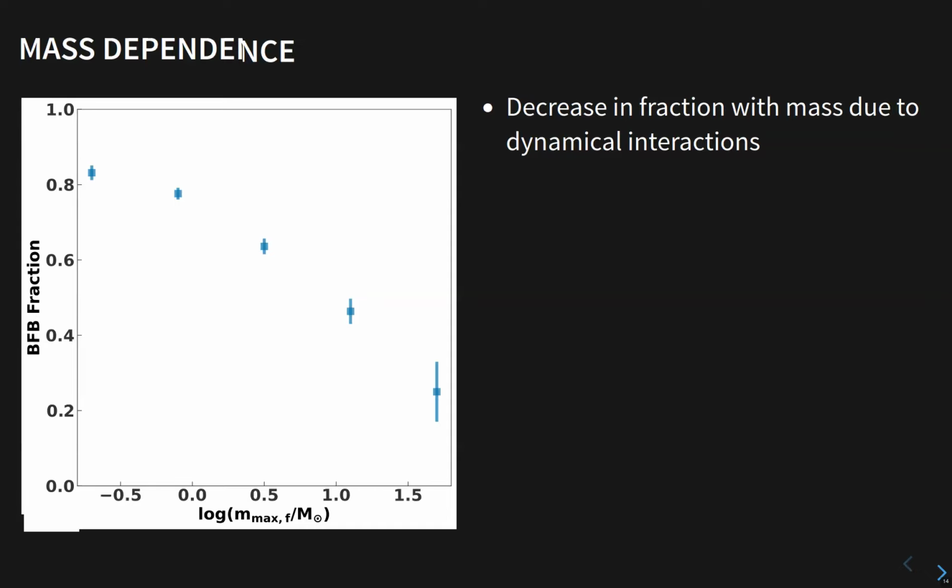That's shown here. This is the bound from birth fraction, the fraction of bound pairs in different bins of mass. You can see at the lowest mass end, most are bound from birth, but then you have this decline towards higher masses. To be specific, this axis corresponds to the maximum of the final masses of the two stars. And so you have this decline. We attribute this decline with mass to the influence of dynamical interactions.